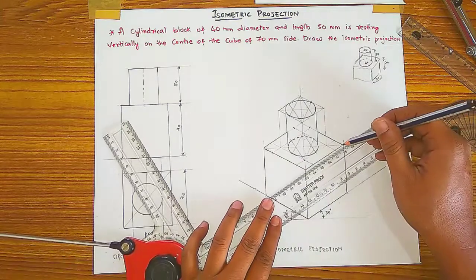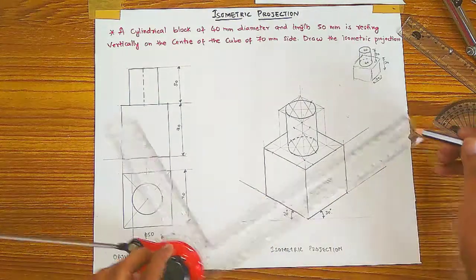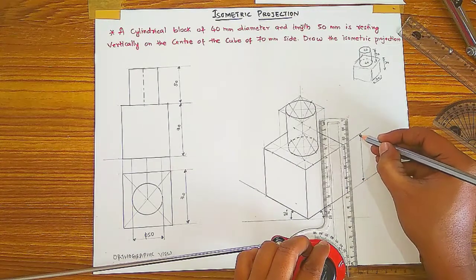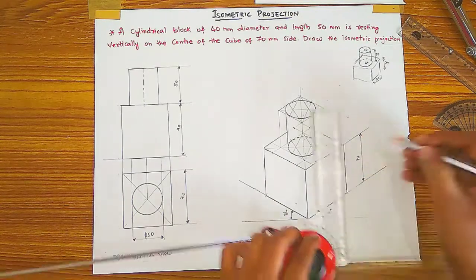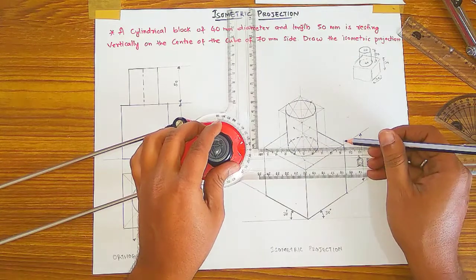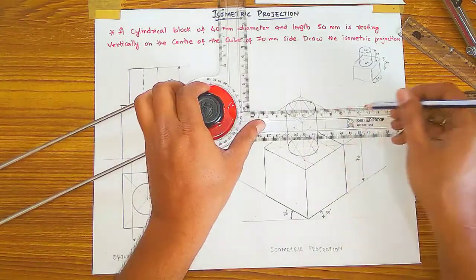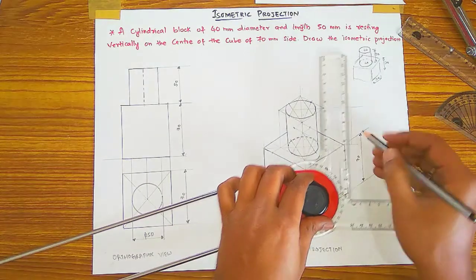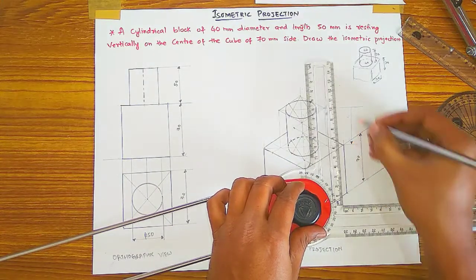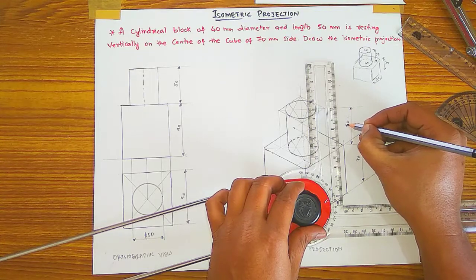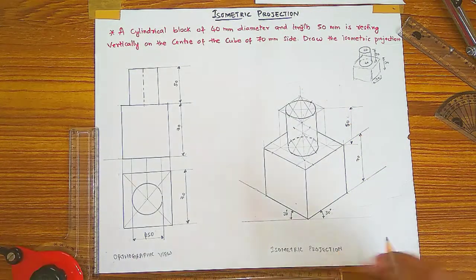Then your cube and cylinder are created in the isometric projection having the isometric length, and take your extension line from this end to show the cube height, the dimensioning line. Its height is 70 mm and the axis to axis cylinder height is 50 mm. So that also you have to show, the dimension of this cylinder, 50 mm. Okay, and this is the complete solution of this problem.